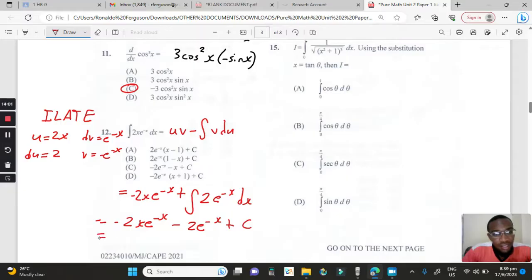So we can factor out what they have in common, which is negative 2e to the minus x, and we're left with x plus 1, plus c. So we're looking for that minus 2e to the minus x in brackets x plus 1, plus c. Finish.